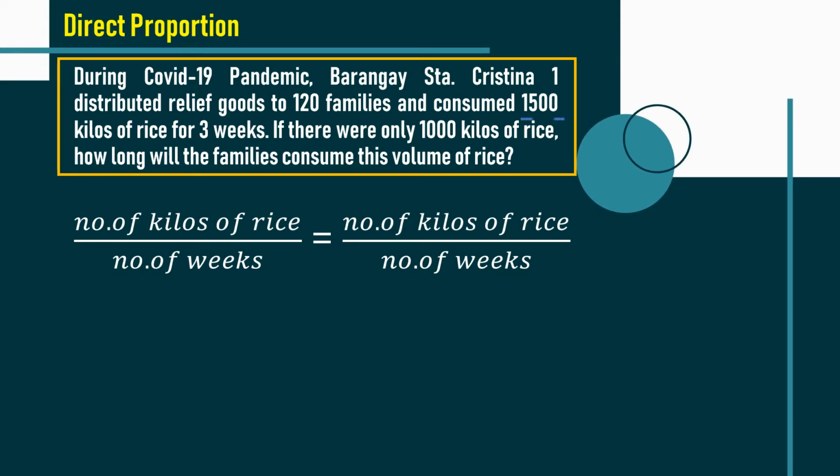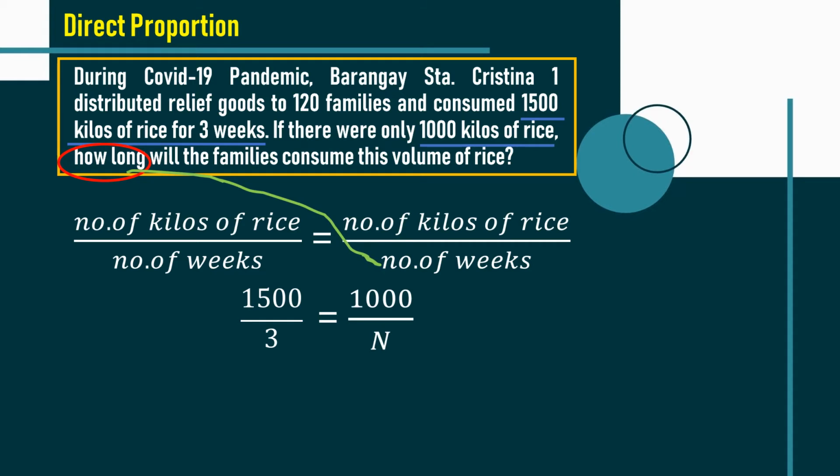Going back to the problem, we can formulate the first ratio in the first sentence. 1,500 kilos of rice for 3 weeks means 1,500 is to 3. Expressing the second ratio, we have 1,000 kilos of rice. And the question, how long, which refers to the number of weeks, can be represented as n. So the second ratio now is 1,000 is to n.